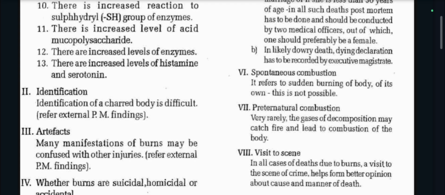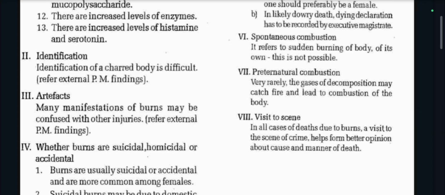Then what about preternatural combustion? Very rarely the gases of decomposition may catch fire and lead to combustion of the body. So it is very rare. Then visit to scene. In all cases of deaths due to burns, a visit to the scene of crime helps form better opinion about cause and manner of death.